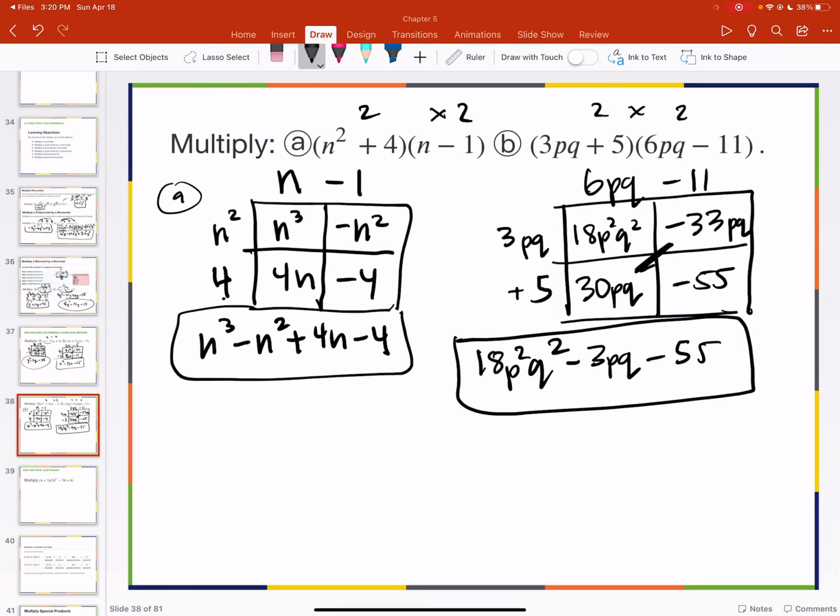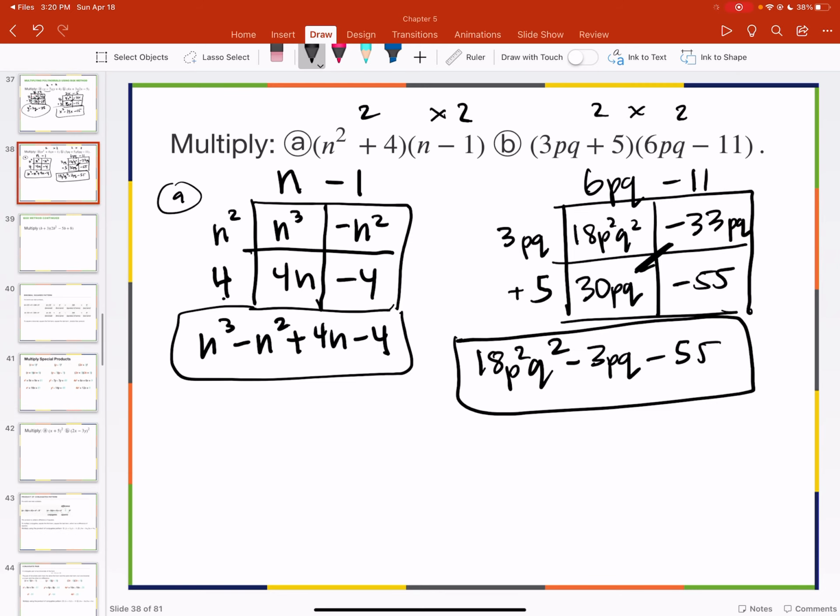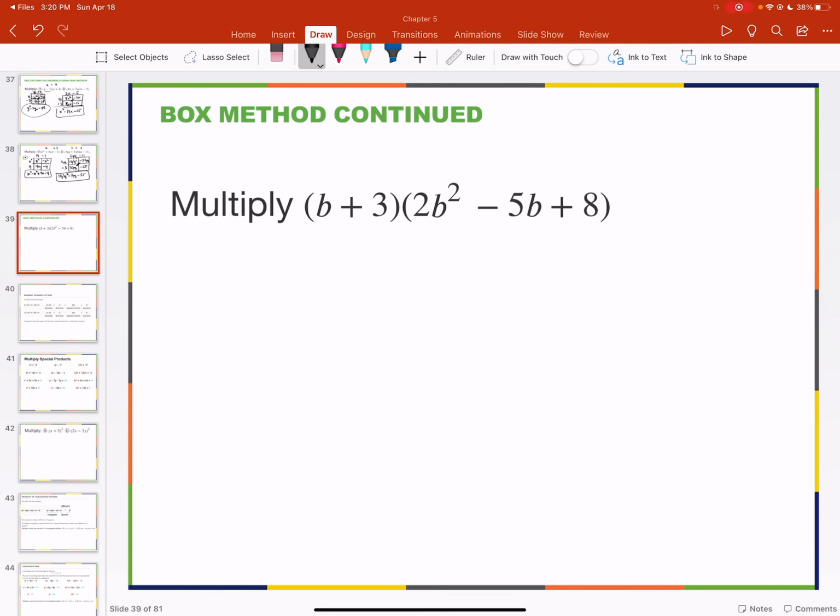All right. Now, the nice thing about the box method, so check it. This is a situation where you could not use FOIL, you know? So what do you do? You just have to distribute, and it gets into this big crazy mess. But now that we have the box method, we could go, okay, this is going to be a 2x3 box.